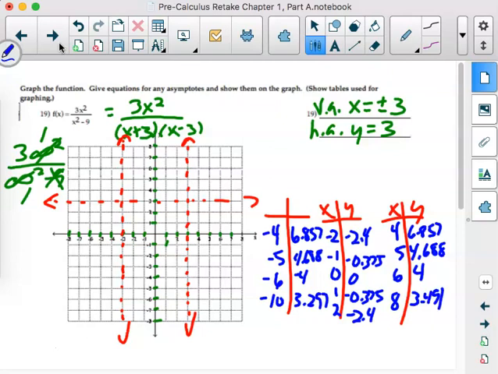All right, so off to the left here, we have -4 and 6.857, -5, 4.688, -6, and -4. And you cannot allow your graphs to cross your asymptotes. -2 is -2.4. And I'm just graphing using symmetry for this portion because we can see that with the numbers from the table.